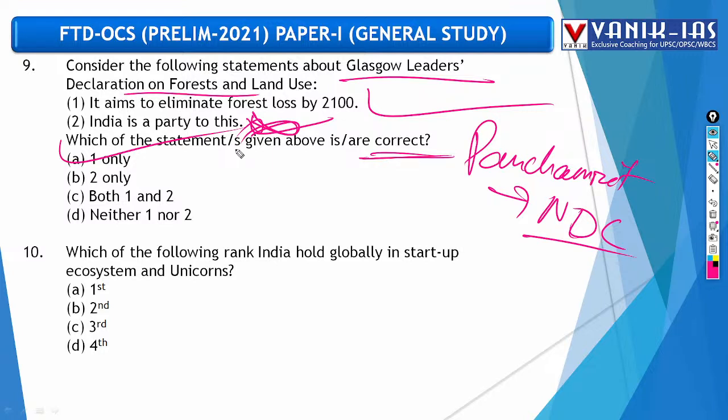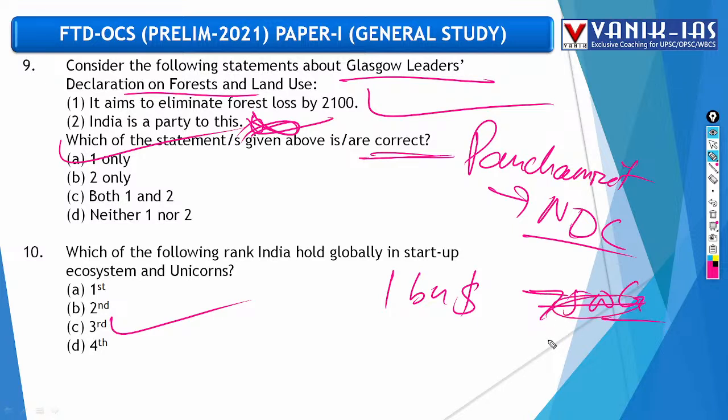Which rank does India hold globally in the startup ecosystem and unicorns? India's rank is third. A unicorn means $1 billion, approximately 7,500 crore. For example, now it will be increased: 1 billion equals about 8,200 crore rupees. So if the valuation of a company is $1 billion, it is called a unicorn, a big company. So India has the third startup ranking.